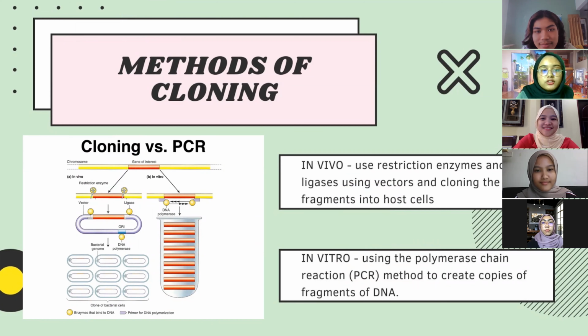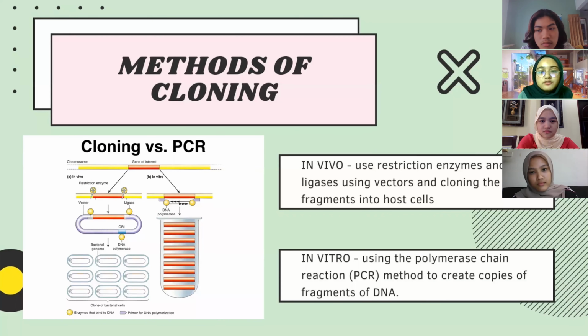Next, please, Hasril. So the last step is the methods of cloning. There are two ways, in vivo and in vitro. In vivo is the one I talked about just now, where they use the restriction enzyme and ligase, and use vectors and cloning fragments into host cells. While PCR in vitro is when they use the polymerase chain reaction, which is PCR. They only create copies of fragments of DNA. That's all from me. I would like to pass this presentation to Hasril for the next topic.